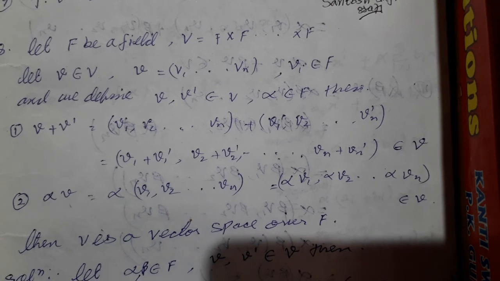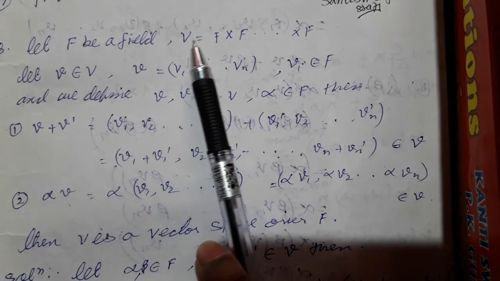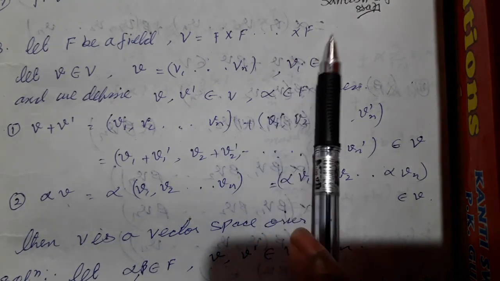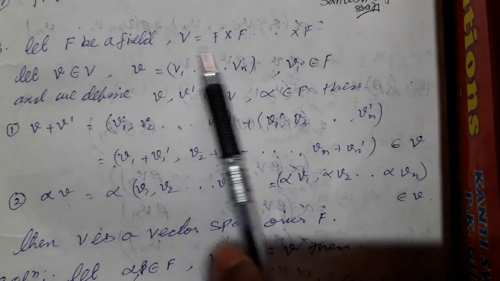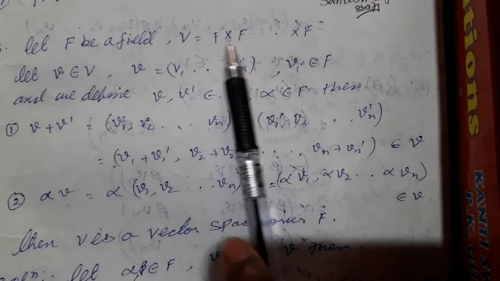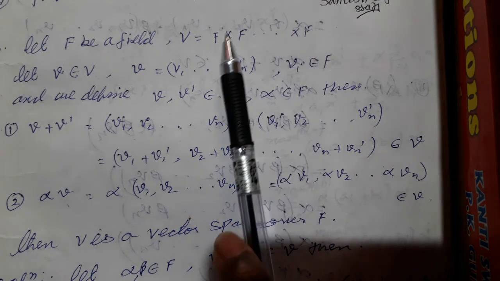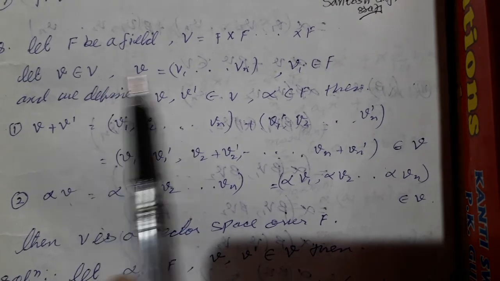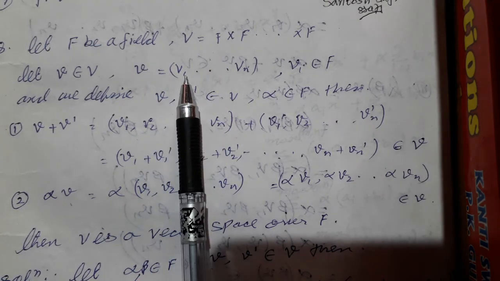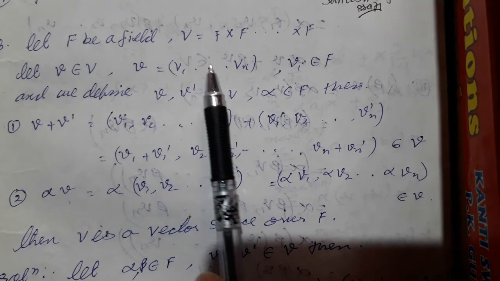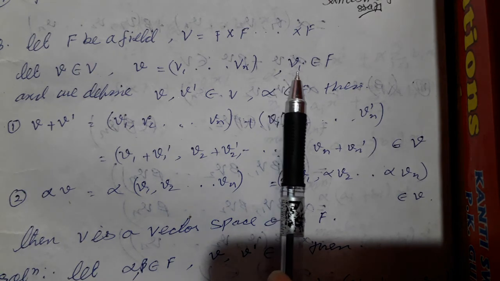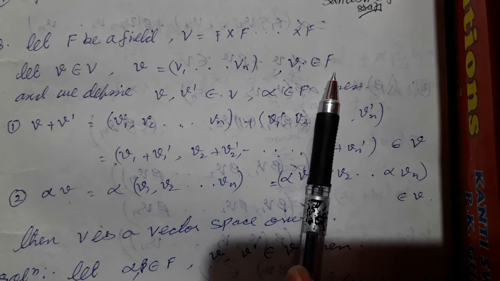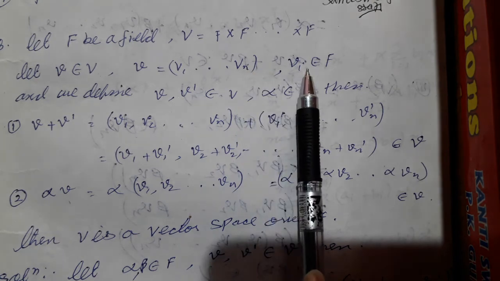So let us do another example of a vector space. I've taken F to be a field, and V I'm taking as F cross F, n times. So the elements of this vector space will be n-tuples. Any element in this vector space will be of this type, (v1, v2, till vn), so n-tuples, where each vi belongs to the field.